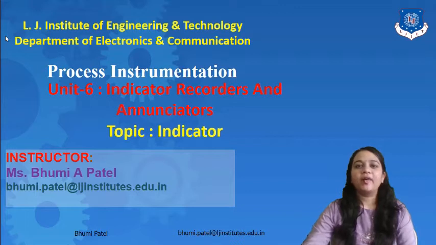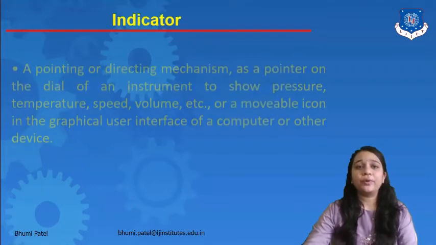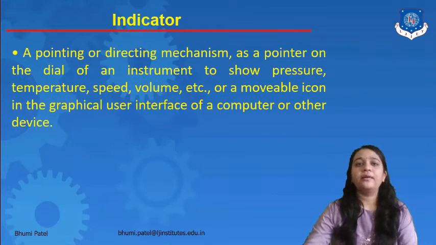Everyone, today's topic is indicators, in Unit 4: indicators, recorders and annunciators. So first of all, what is the definition of an indicator? A pointing or directing mechanism, such as a pointer on the dial of an instrument, to show the pressure, temperature, speed, volume, flow, etc., or a movable icon in the graphical user interface of a computer or other device.